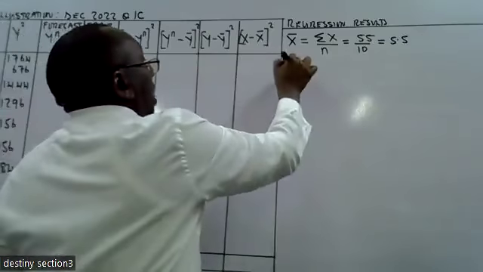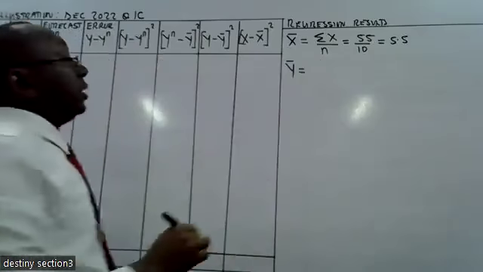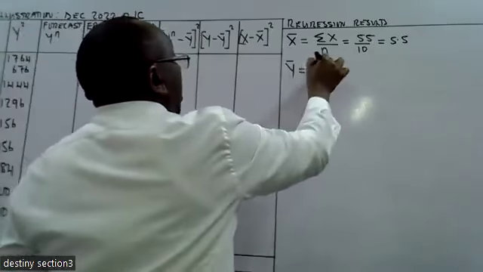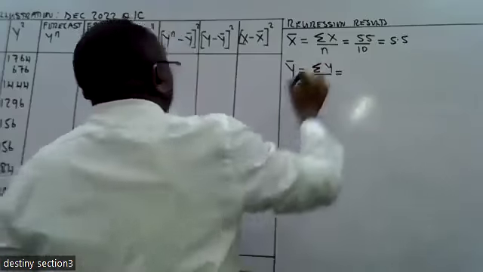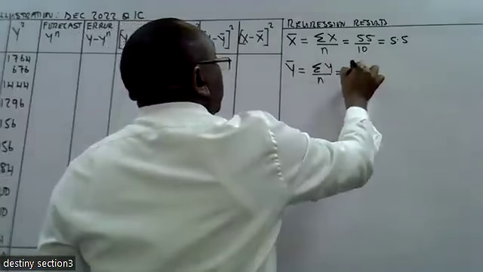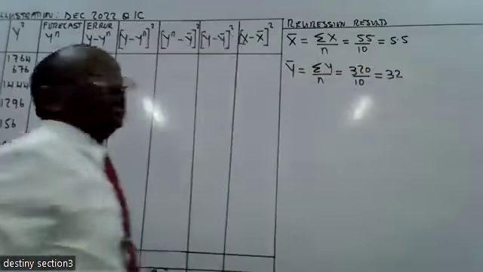If you want Y bar, it is given as sum of Y divided by N, which is 320. You divide by 10. That gives you 32.